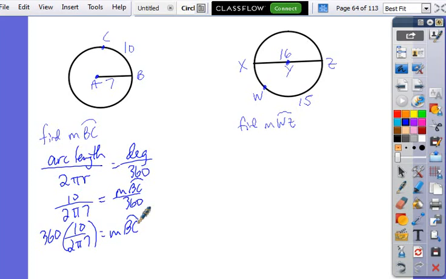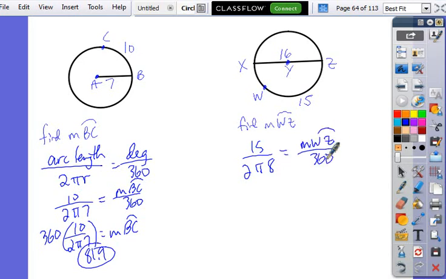So whenever you do that one, instead of cross multiplying, you can just take the measure of BC, 360 times everything. You don't have to do the full cross multiply. It'd be 81.9. If I wanted to do this one, I would say 15 over 2 pi 8, because I need the radius, not the 16. And then measure over 360, and then I'll cross multiply. You could put pi 16 instead of 2 pi 8, that would work the same.